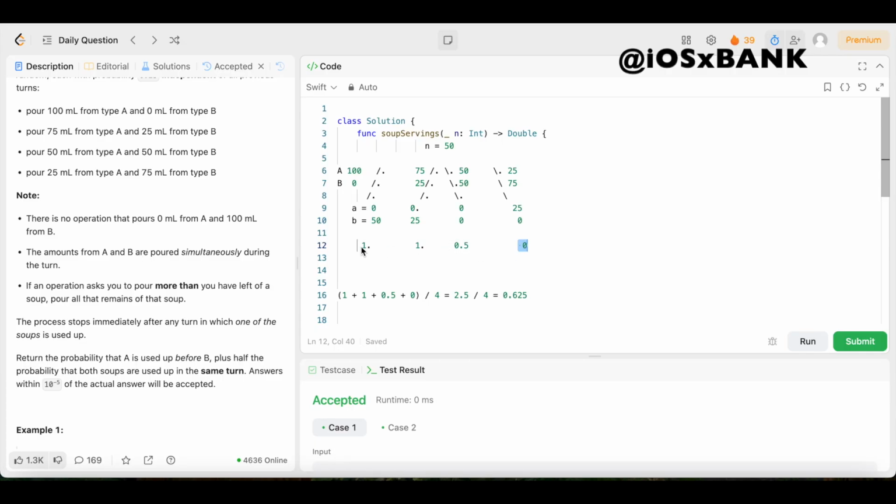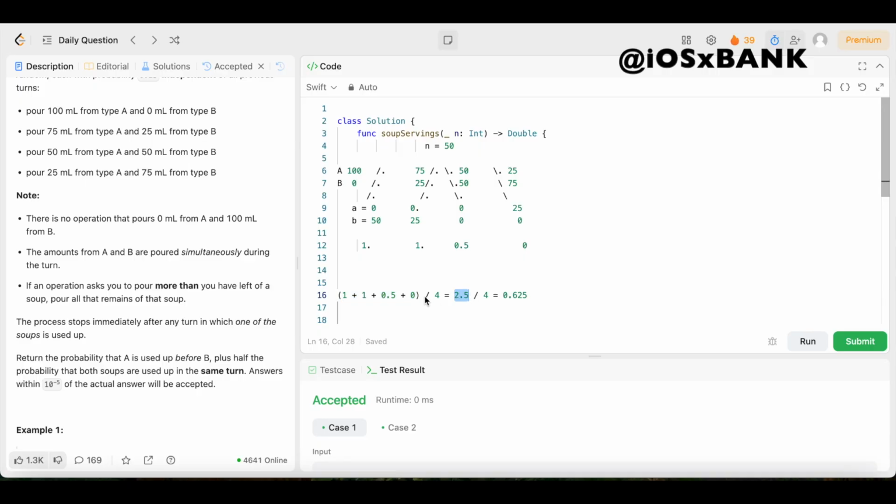So now that we have these probabilities right here, we add them all together. If we add all of these together, we get 1 plus 1 plus 0.5 plus 0. That's going to get us 2.5.